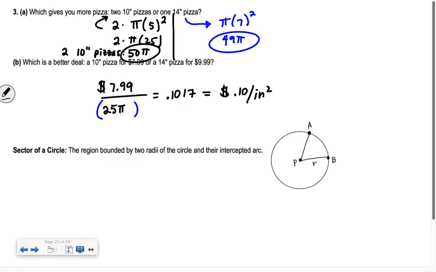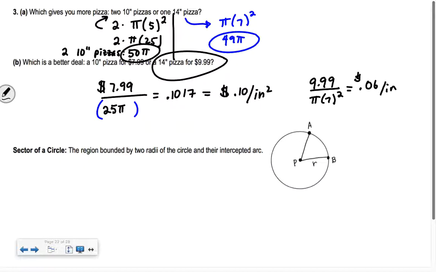Well, what about the other one then? If you have $9.99 and that other one is 14 inches, so it's pi times 7 squared, you end up getting $9.99 divided by 49 pi. And that ends up being 6 cents per square inch. So the better deal is the 14-inch pizza for $9.99. I know, you just tricky.